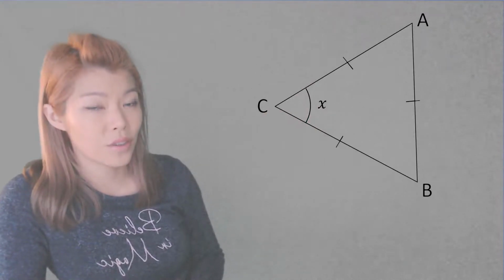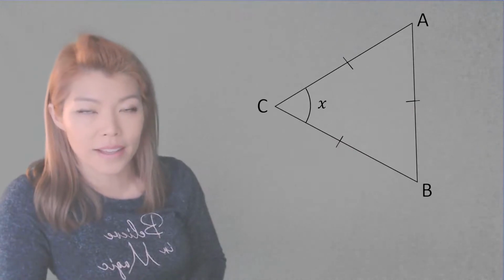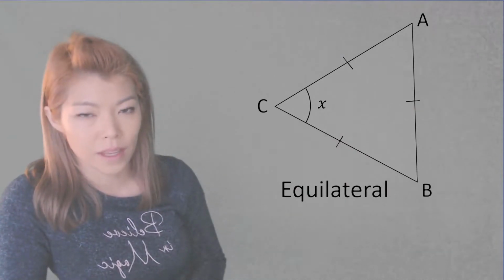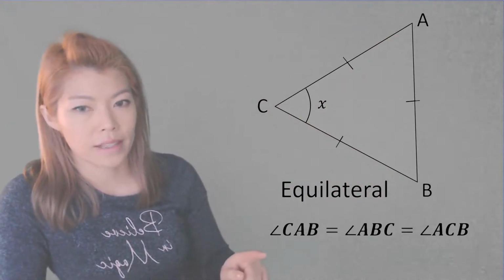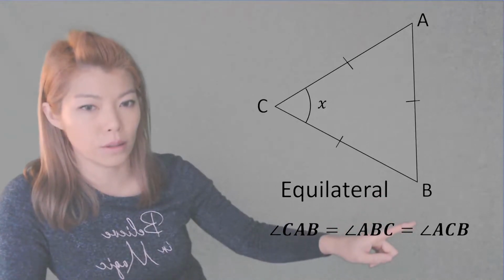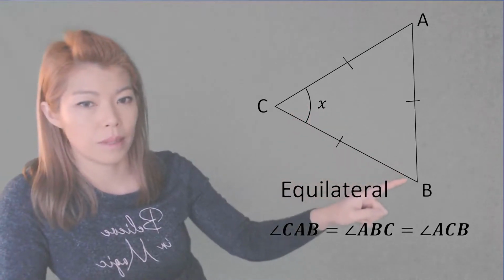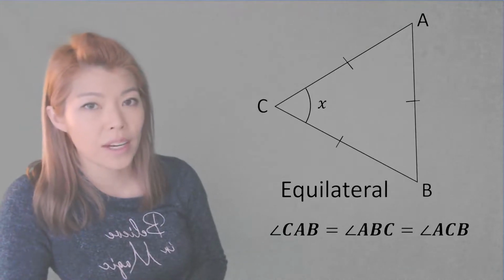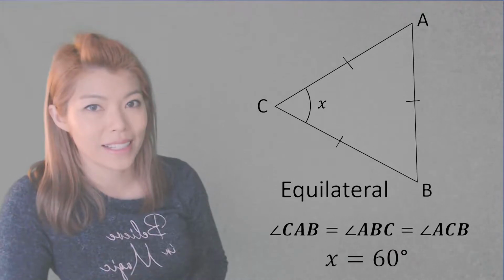Now looking at this triangle, we notice that there's these three little lines which indicate the three sides are the same. Or in other words, this is an equilateral triangle. So the three angles are also the same. So we can represent it as angle CAB equals angle ABC equals angle ACB. Therefore, x plus x plus x is 180. Or in other words, 180 divided by 3 equals x, which is 60 degrees.